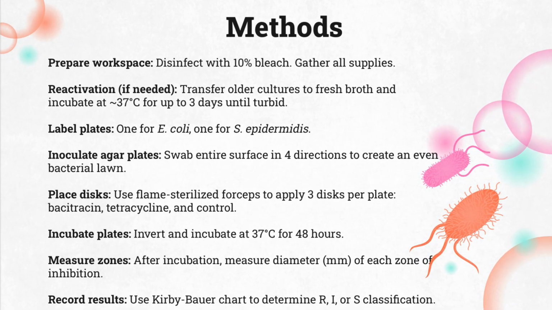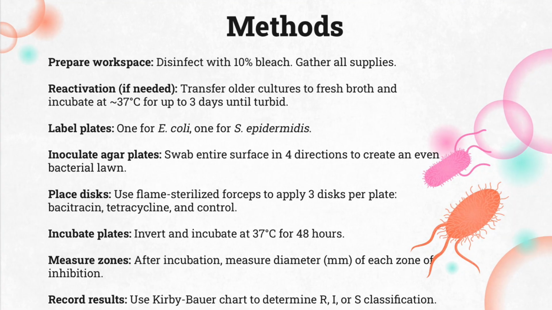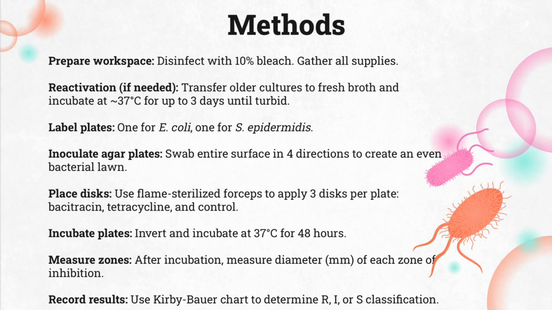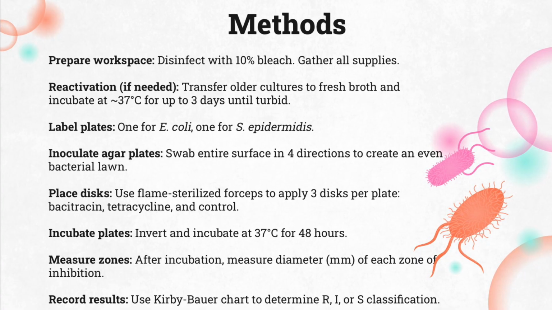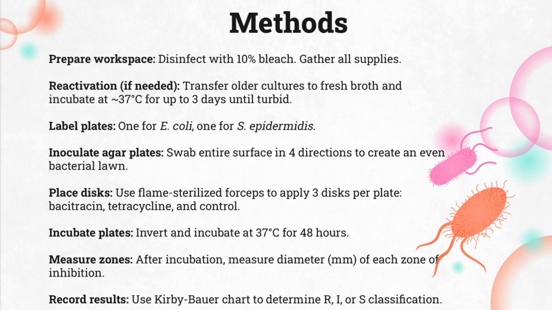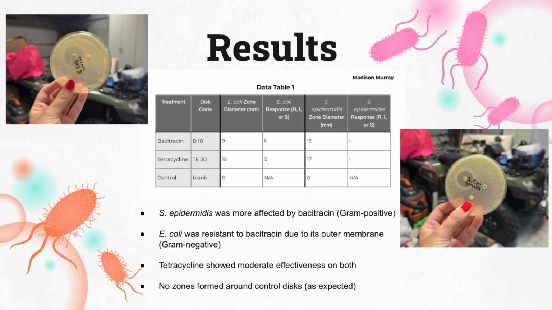Once the incubation was done, I measured the zones of inhibition around each disc using a ruler. From there, I used the Kirby-Bauer chart to interpret the results and determine if the bacteria were resistant, intermediate, or susceptible to the antibiotic. So what did I find?